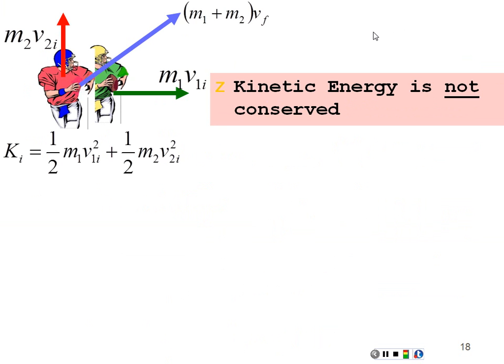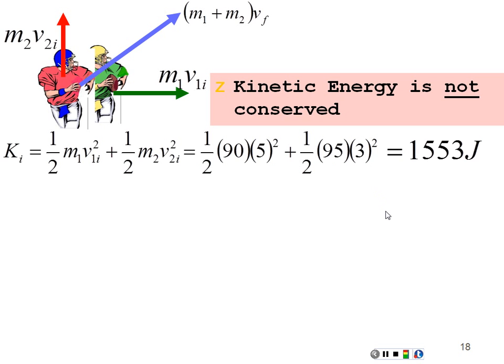Kinetic energy is not conserved in this collision. Our initial kinetic energy is the initial kinetic energy of both masses, 1/2 m1 v1 initial squared plus 1/2 m2 v2 initial squared. For player 1, that's 1/2 times 90 kilograms, 5 meters per second squared. For player 2, 1/2, 95 kilograms, 3 meters per second squared. We started with 1,553 joules.